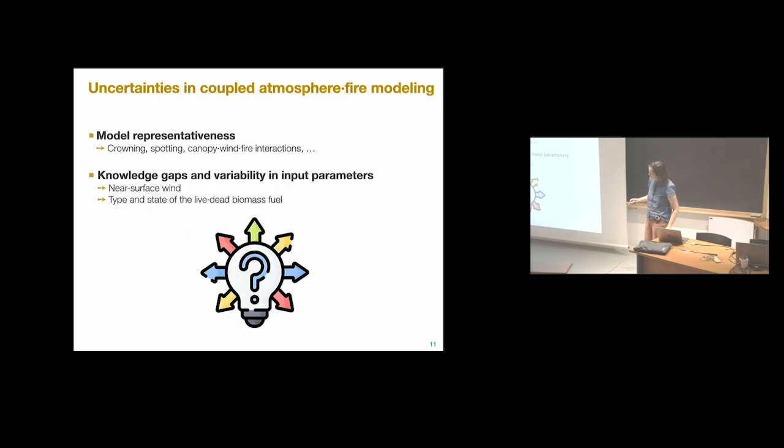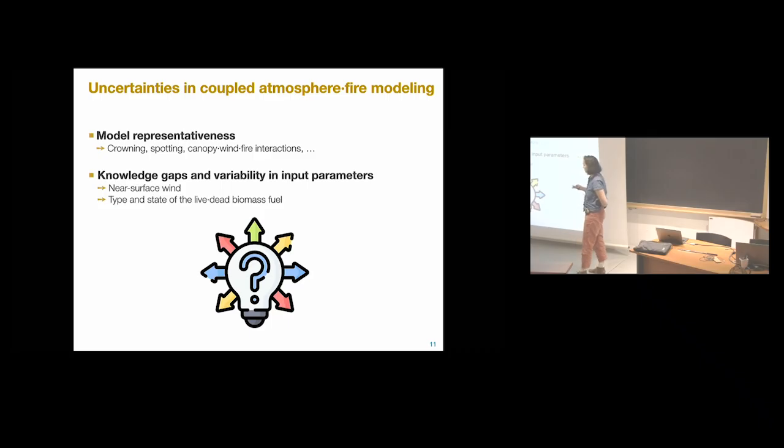And one thing we were interested in with this case is to look at uncertainties. So you have different types of uncertainties. You have what we call the model representativeness. So there is a question on how far should we go, how detailed should we go into the physics representation in the coupled model. Here we have worked in particular on the canopy wind-fire interaction.